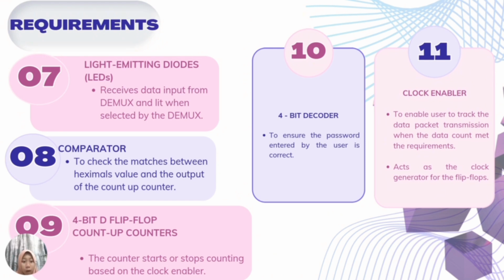Number 9 is the 4-bit flip-flop count-up counter. The counter will start or stop counting based on the clock enabler. Number 10 is the 4-bit decoder. It is used to ensure the password entered by the user is correct or not. And lastly is the clock enabler. It enables the user to track the data packet transmission when the data count meets the requirements, and acts as the clock generator for the flip-flops.